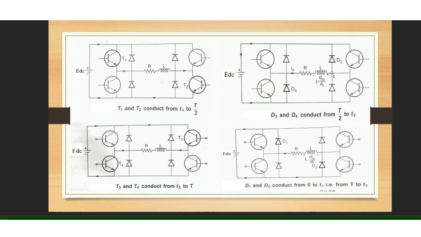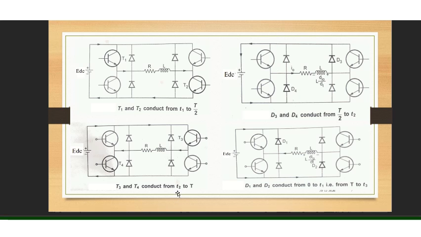So the current path will be via D3, going back, getting the energy fed back to the source, and D4. So D3 and D4 will conduct during that period. I hope you are able to understand. So say the energy that is stored is completely fed back to the supply. Now the current has become zero.